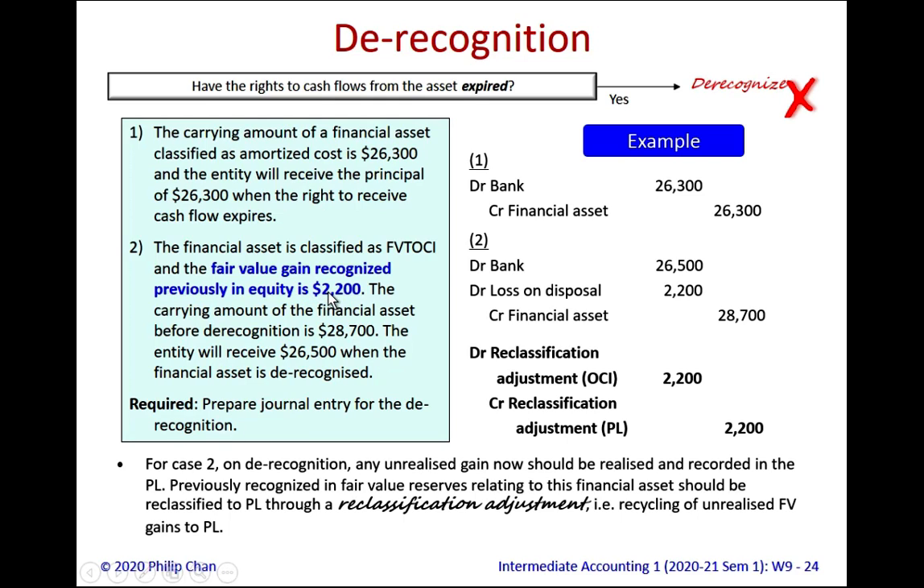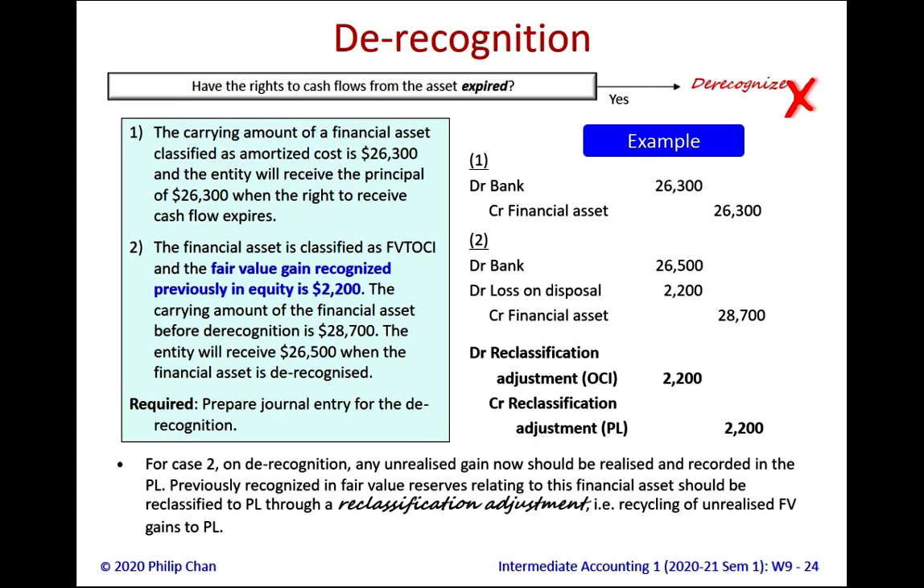And because you did have a gain of 2,200 from the fair value reserves, then what you have to do is, in fact, go through a pair of adjustments. Okay, reclassification adjustments. Of course, we are referring to this as a debt investment rather than equity, and therefore you would debit the reclassification adjustments. That would eliminate all the gain from your fair value reserves eventually, and credit the reclassification adjustments P&L. That would eliminate your loss on disposal. Okay, so the whole idea is to recycle the unrealized fair value gains to P&L through this pair of entries.